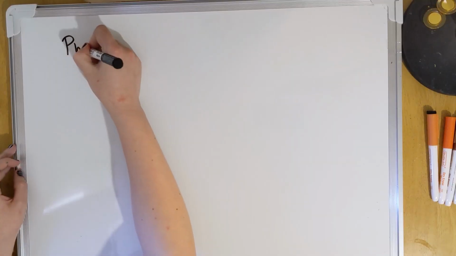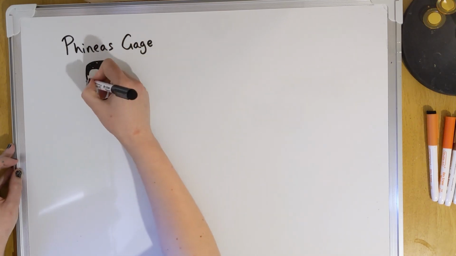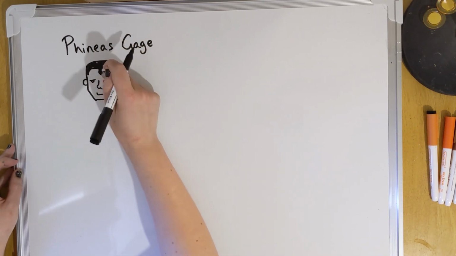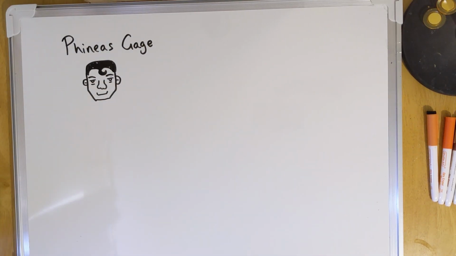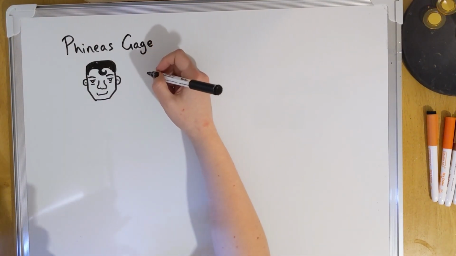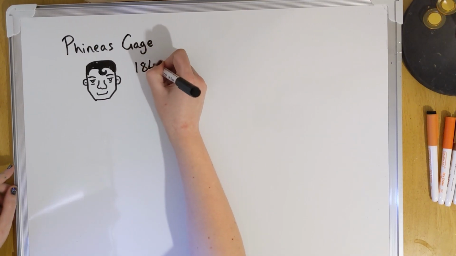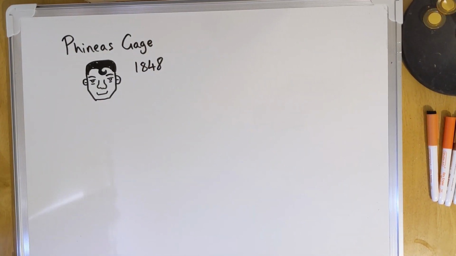So, first person we're going to look at is a chap called Phineas Gage. Phineas Gage was a foreman, so he was like a manager working at a railroad company back in 1848. What happened one day is he was supervising some workers as they were building the railroad.